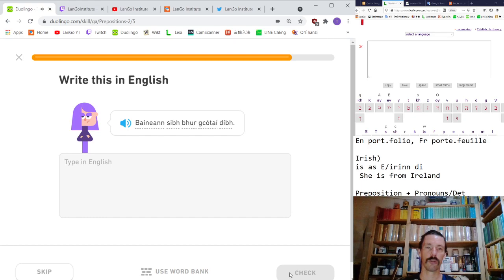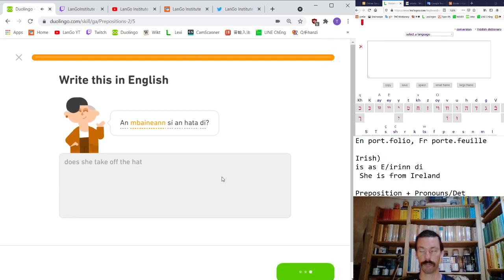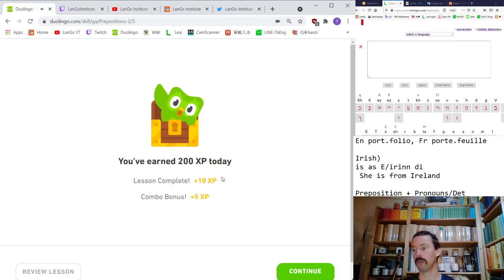Baineann sibh bhur gcótaí díbh. This is off you. From you. You take off your coats. Baineann sí an hata di. Does she take her hat off? Take off the hat. Not possessive, but definite. There we go. I think it would also work with E. Okay, interesting. Why would it be that pronoun?